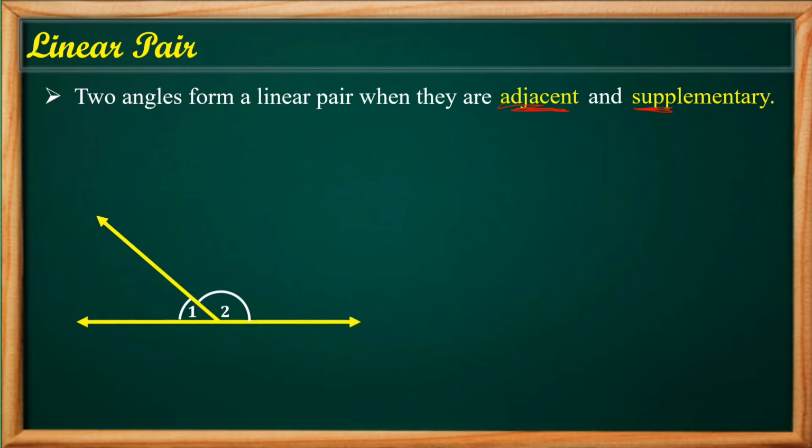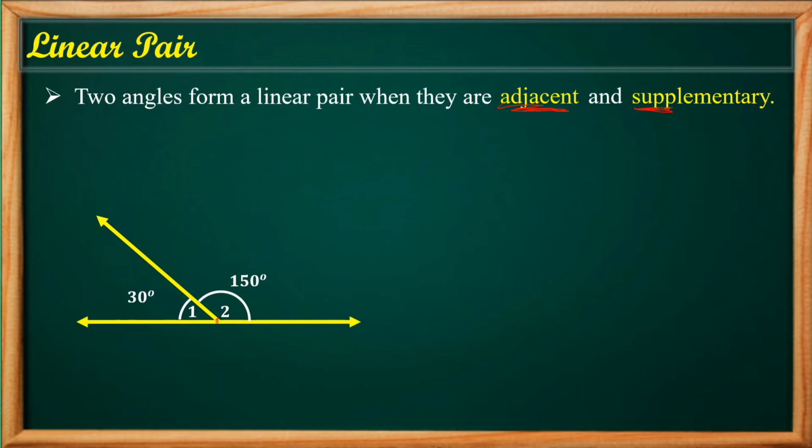Okay, example, on this part, angle 1 and angle 2. Angle 1 measures 30 degrees and angle 2 measures 150 degrees. Tingnan muna natin. The first condition is adjacent. Angle 1 and angle 2, they have a common vertex. Ito yung common vertex nila.